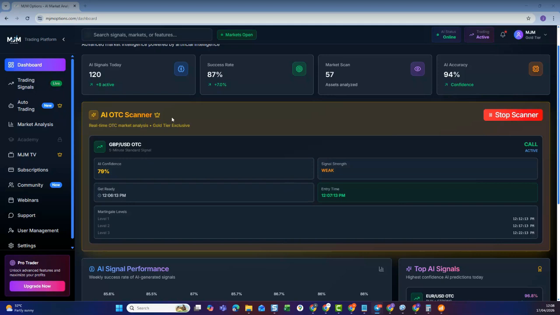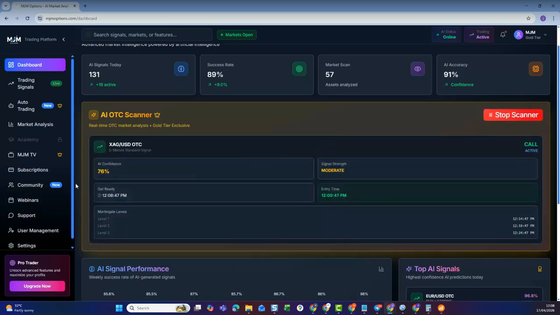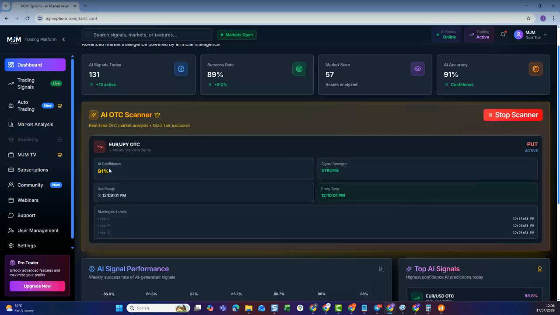AI OTC scanner. So let's go. We're looking for AI confidence of 90% and signal strength of strong. Stop. Scan: 83, 83, 92, but the signal strength is weak. 76, 76, 83, 90. That signal strength is also weak. 89, 81, 80, 91, and the signal strength is strong.